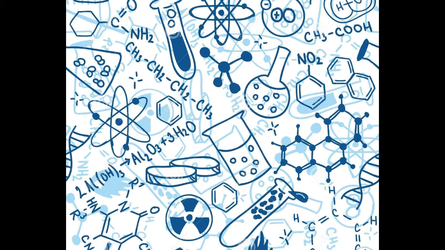So, what is the atom made of? The atom is made up of protons, neutrons, and electrons. For this course, you will need to know the mass and charge of these particles and where they are located.